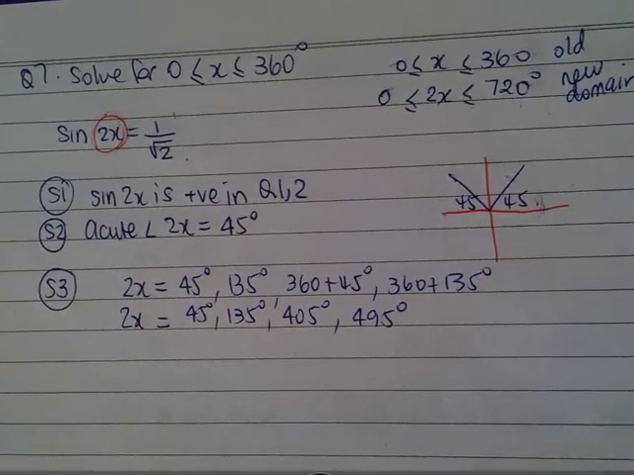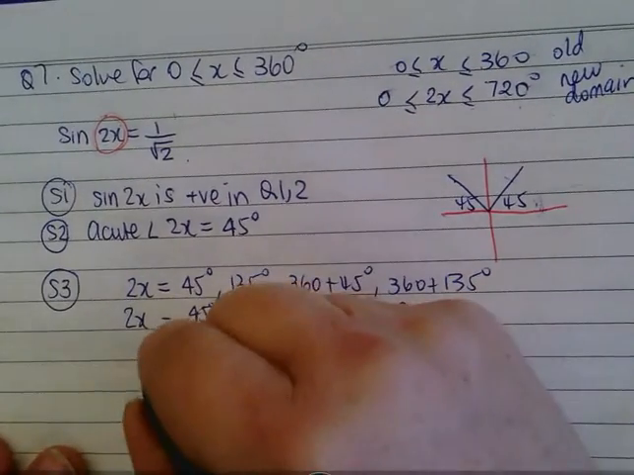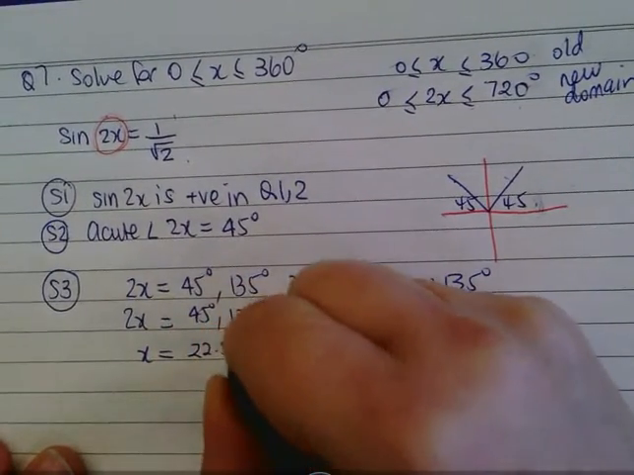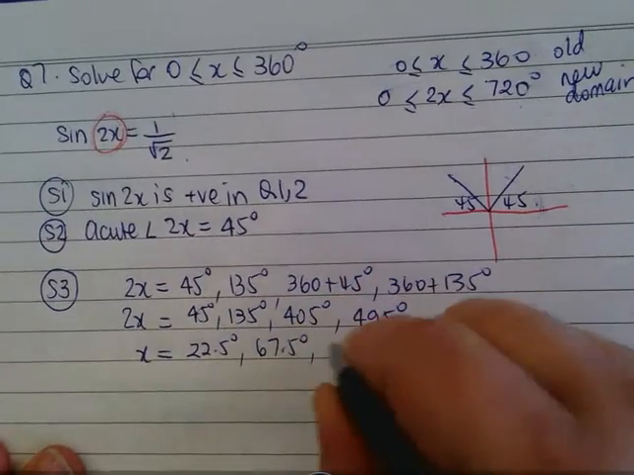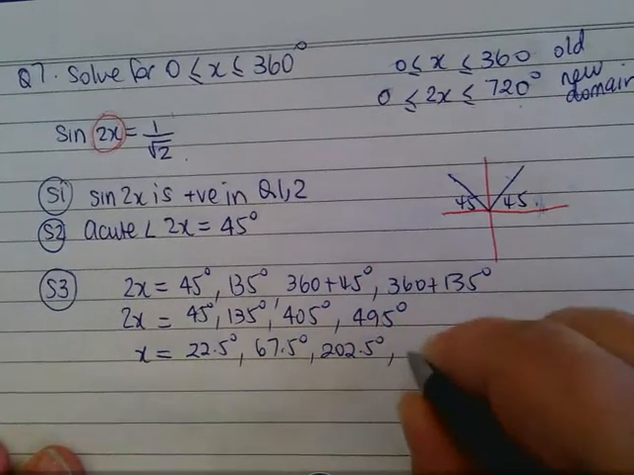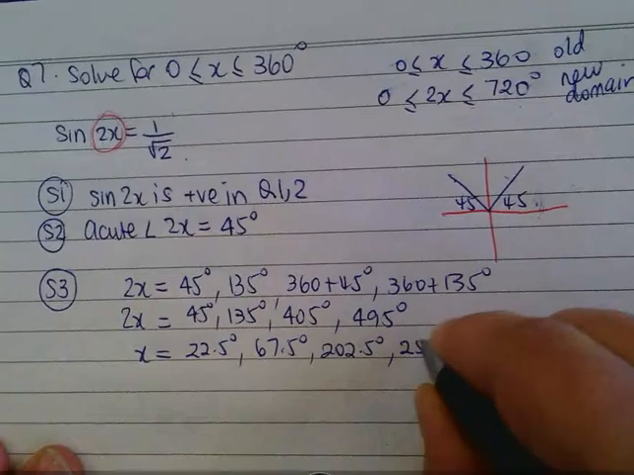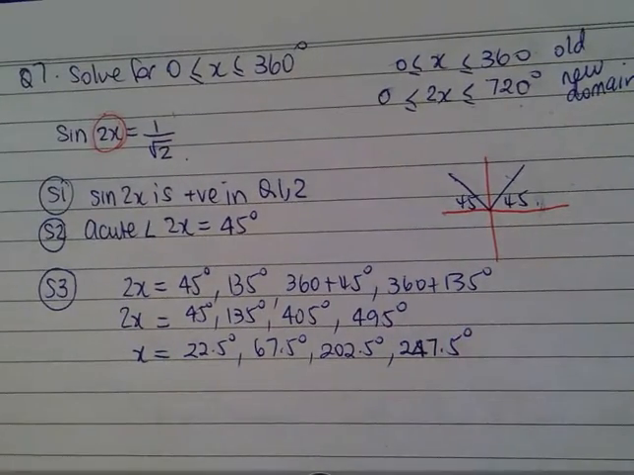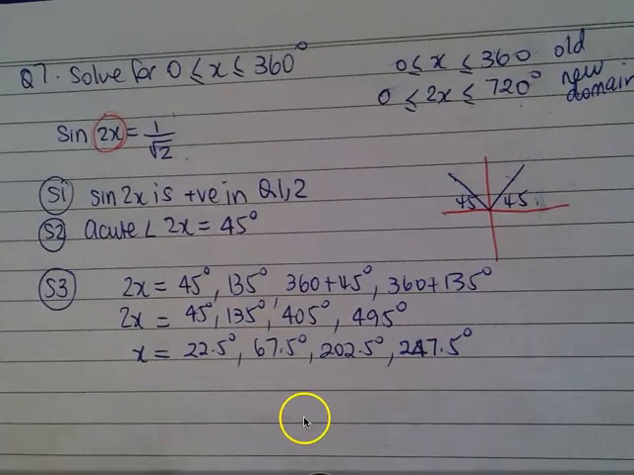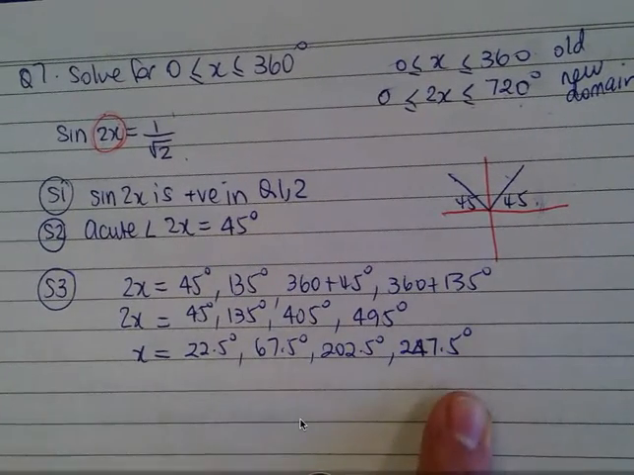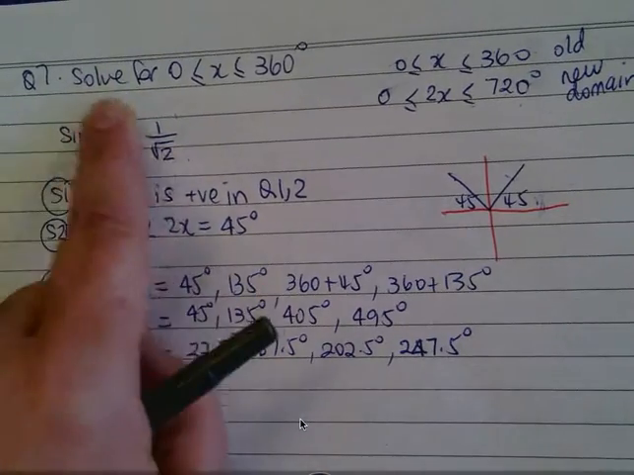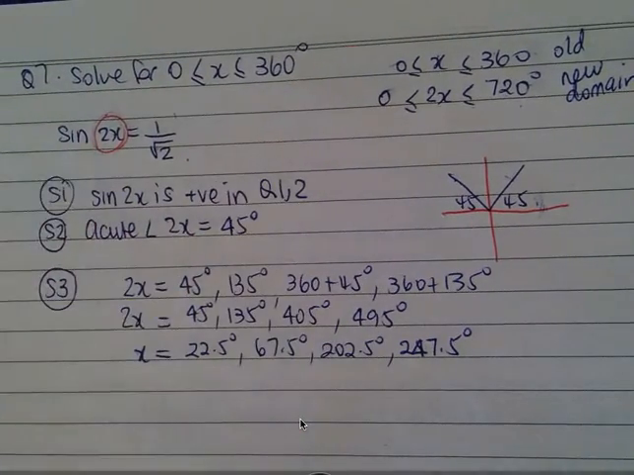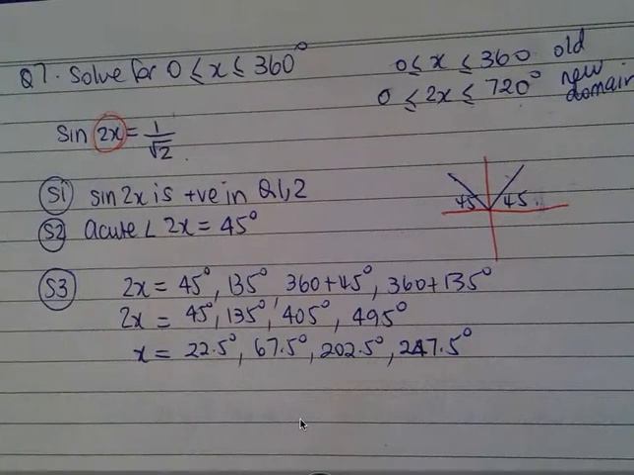But keep that 2x as a 2x for the whole process until the very last step. So now I just divide by 2. So x is 22.5, 67.5, 202.5 degrees, and 247.5 degrees. Now notice my solutions for x do lie between 0 and 360. Do you see? I'm solving for 0 to 360, but while you're working with 2x, you need to be solving between 0 and 720.